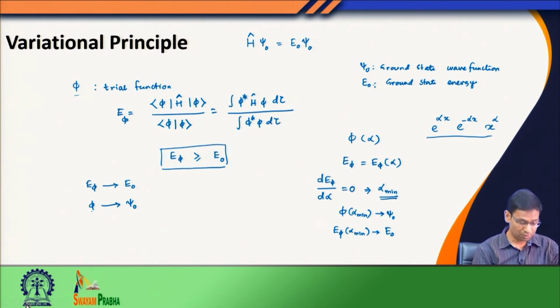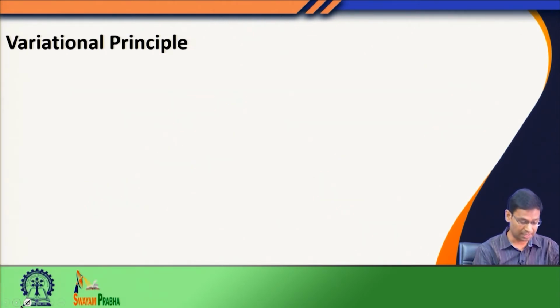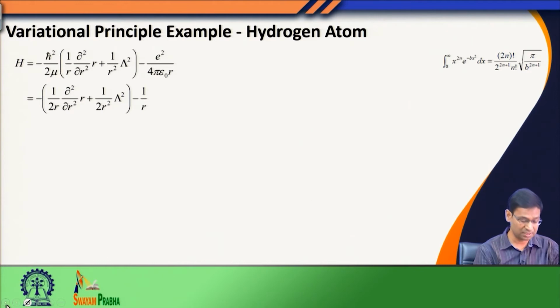Okay, we will now look at one example. The first example is how we can use the variational principle to solve the hydrogen atom, but you would say that we have solved the hydrogen atom exactly. So, that is actually the point. Let us consider an example where we know the exact solution and pretend that we do not know the solution, and start with a different trial function and see where we can get.